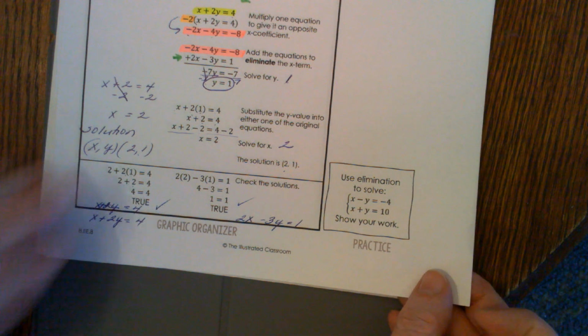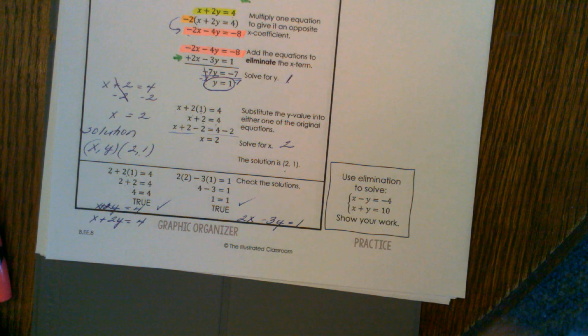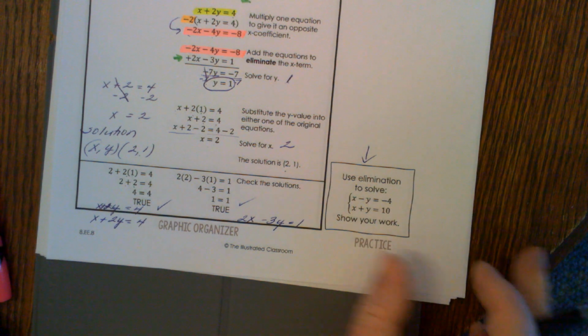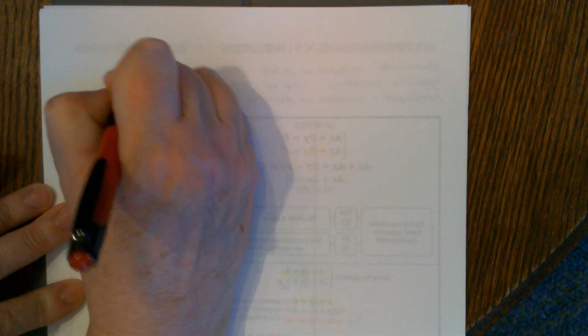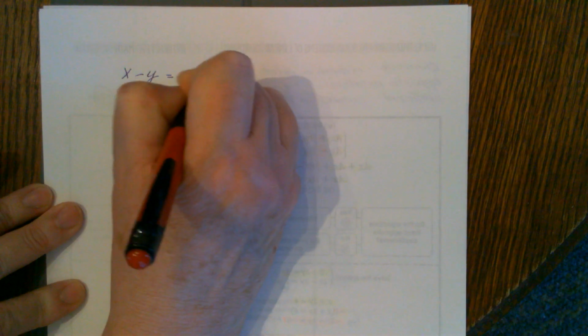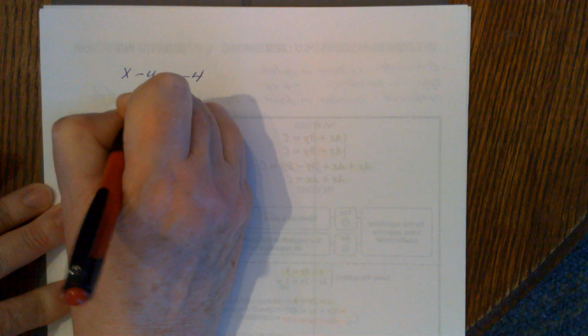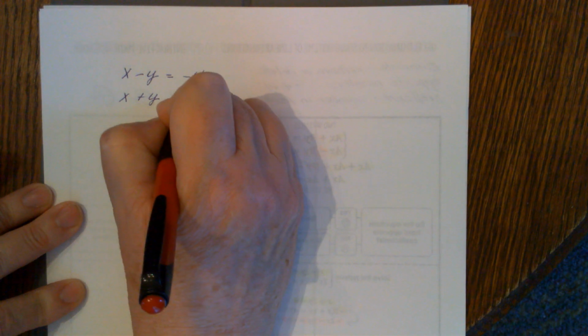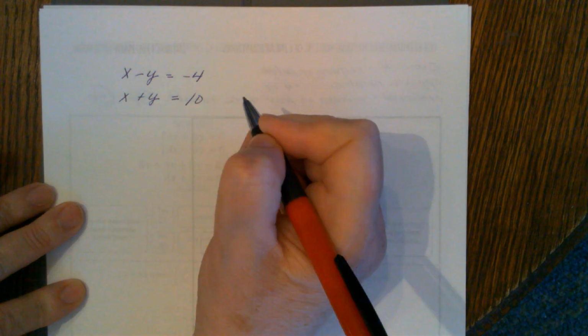Now we're going to try and do one on our own. We're going to use this one to solve. And we're going to flip it over, and we are going to rewrite it. I just want to make sure that you guys can see it on the document cam. Okay, so x minus y equals -4. Then we have x plus y equals 10.